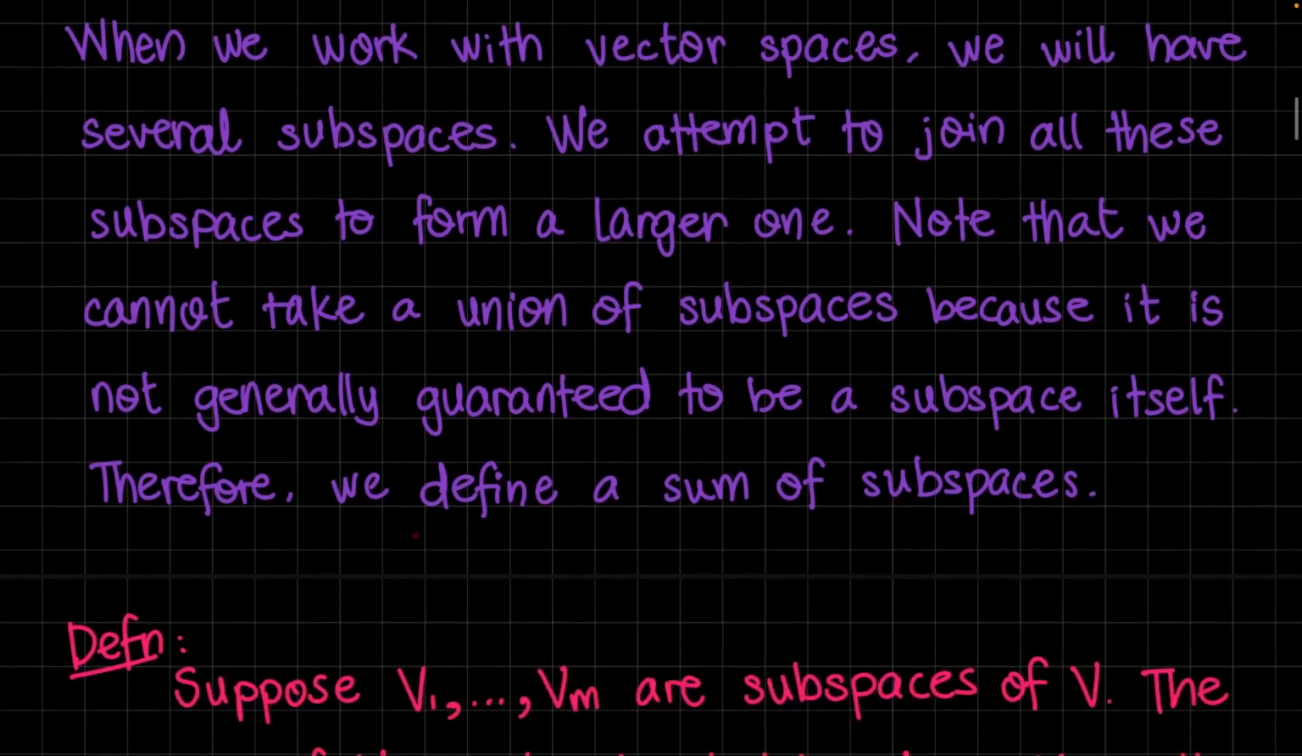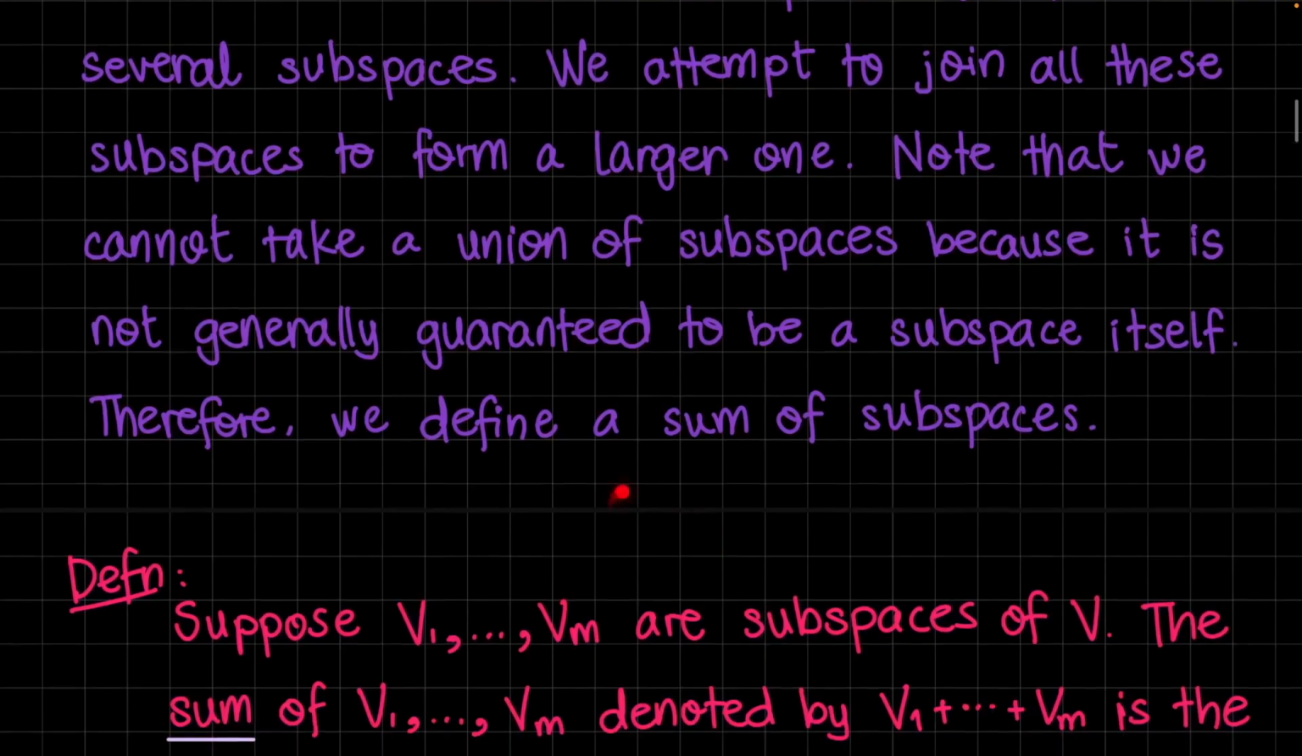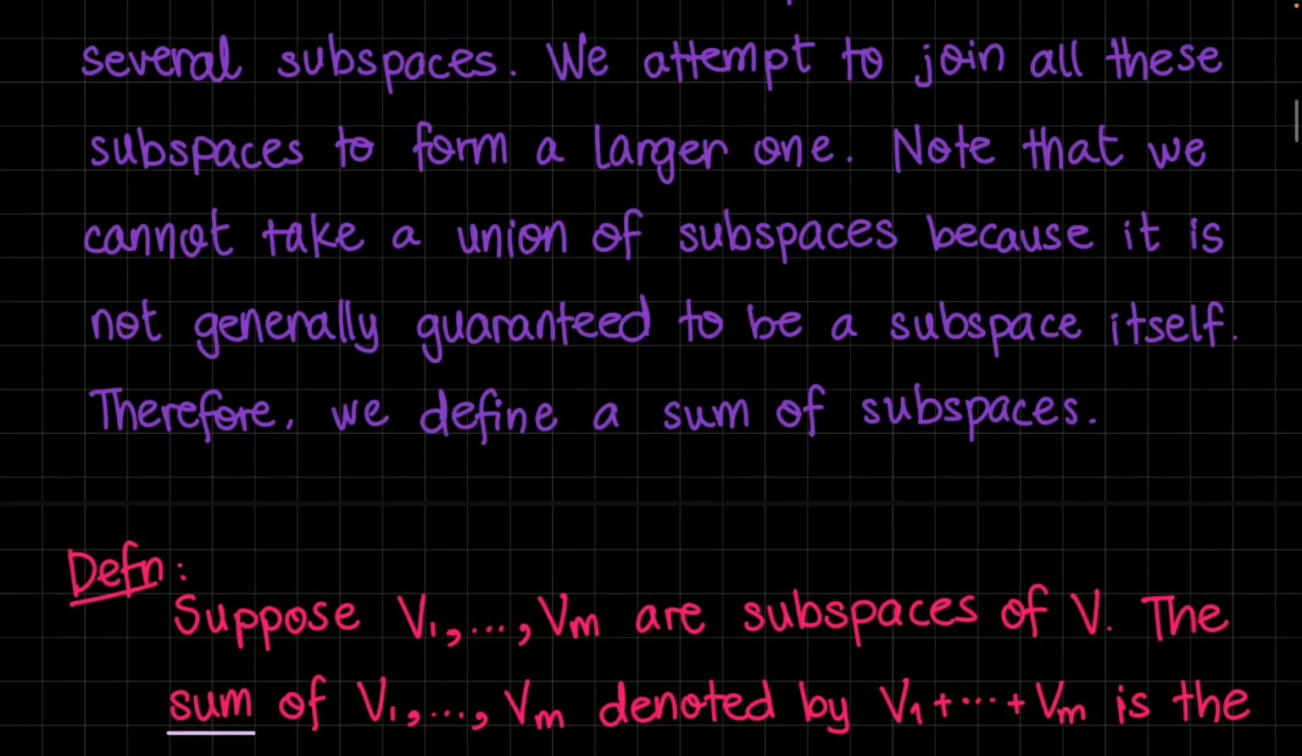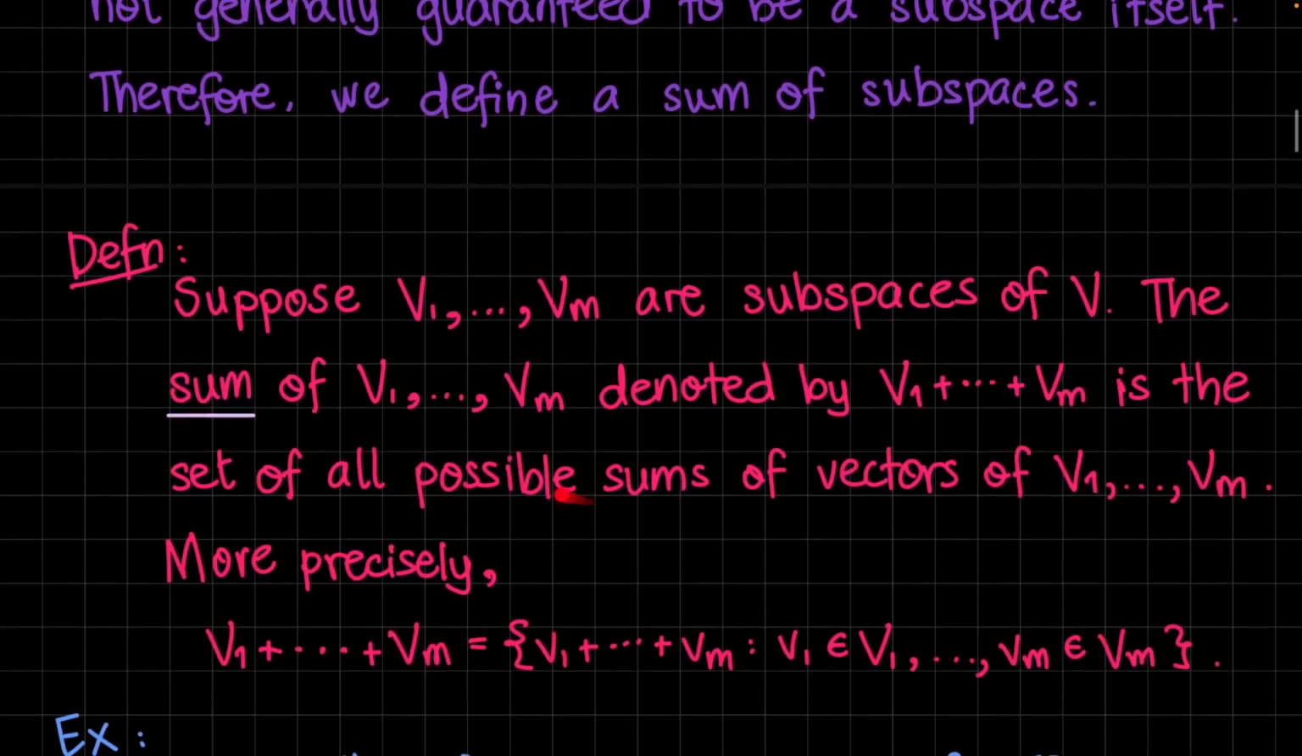So we need to define a different operation which respects the algebraic linear algebra structure. So we define a sum of subspaces. What that means is, suppose v1 through vm are m subspaces of V. The sum of v1 through vm, denoted by v1 plus dot dot dot plus vm, is the set of all possible sums of vectors of v1 through vm.